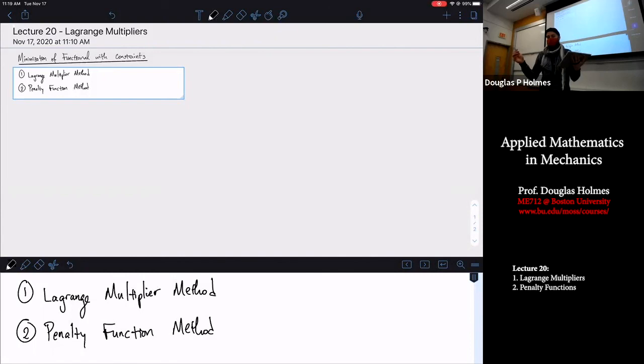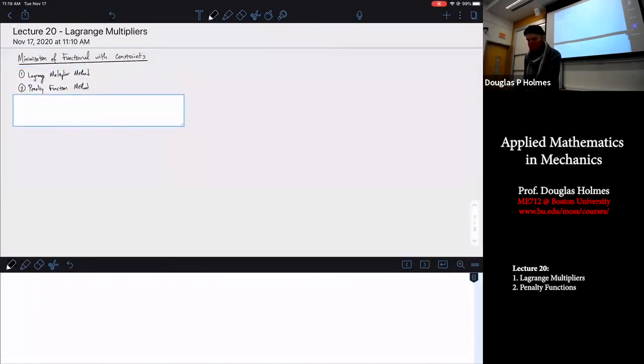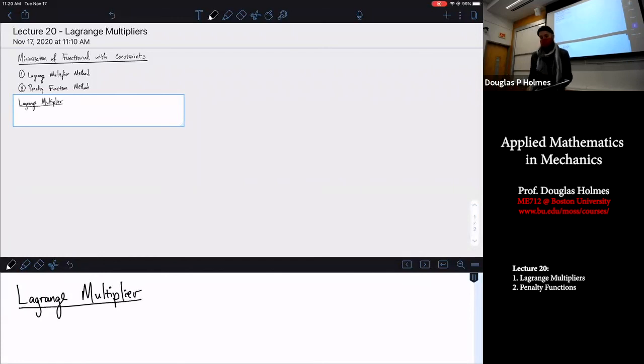All right, hopefully you understand why this is useful and the two approaches, and then we'll jump into them. We'll do one after the other, and we're going to do it a little bit generically. So it's probably going to seem a bit mathy and theoretical. I think there's at least one problem on the homework that you'll get that utilizes the Lagrange multiplier. So you'll get a chance to practice this.